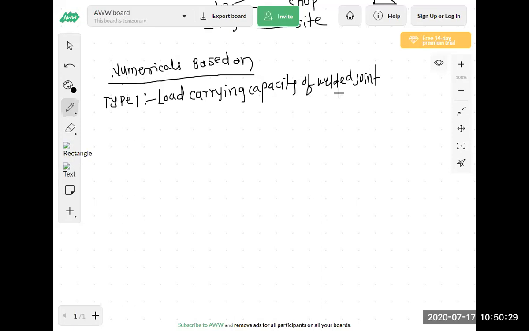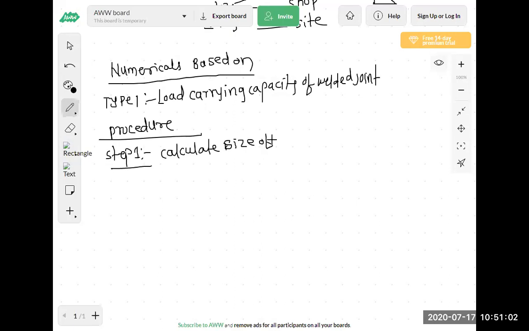In the bolted joint, again we have seen the first type, that is the load carrying capacity of the bolted joint. So here we have to calculate the load carrying capacity of the welded joint. So initially we have to write down the procedure, what procedure we have to follow for the load carrying capacity. So in the procedure, step 1, write down: calculate size of weld.